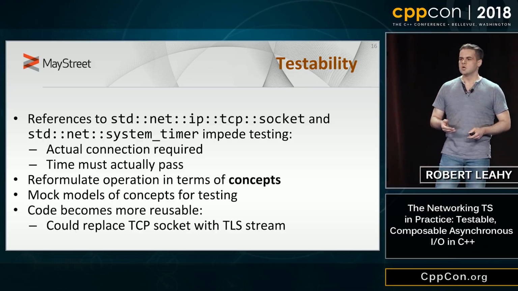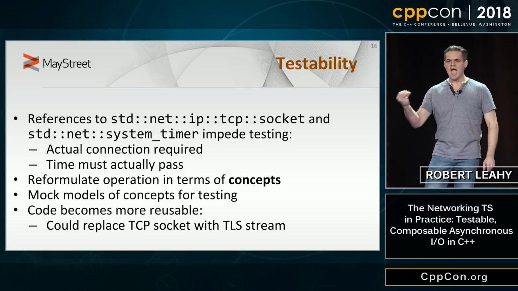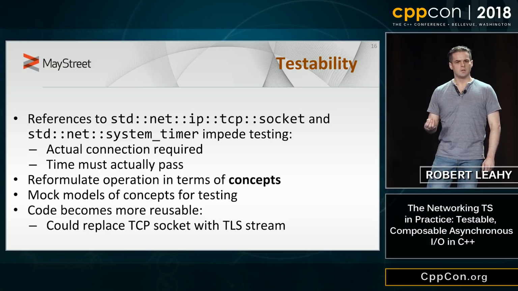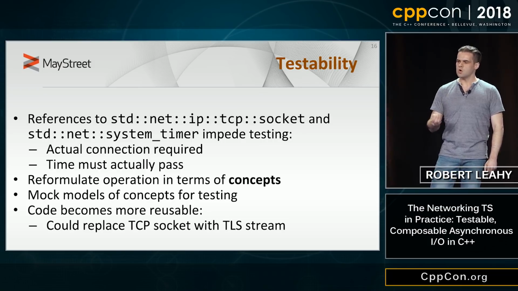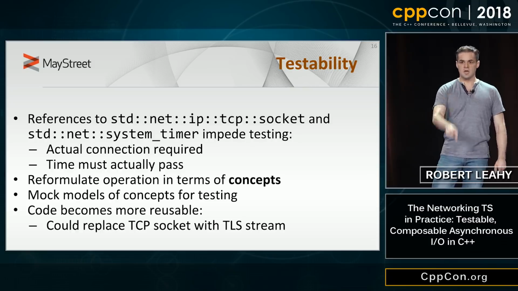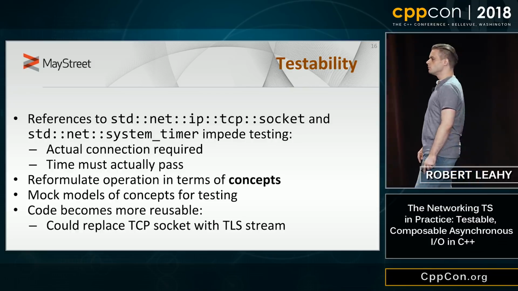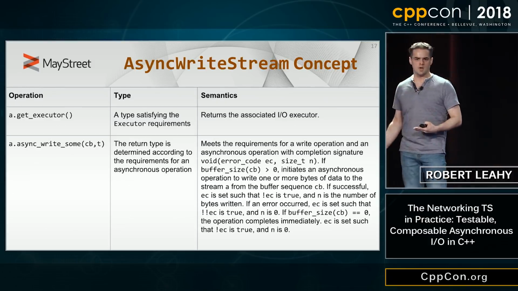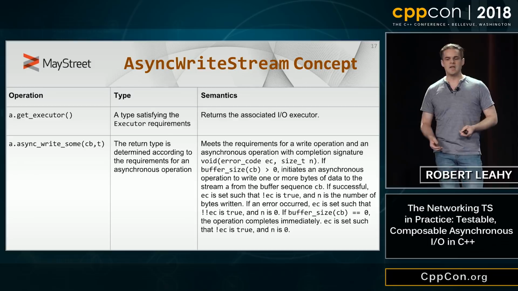Fantastic. So what about the socket is it that I actually care about? Well, we write to it asynchronously. So we don't care that it's a socket. We care that it's a stream we can write to asynchronously. We could say that we don't actually want a socket, we want an async write stream. And fortunately, the networking TS provides this concept for us.